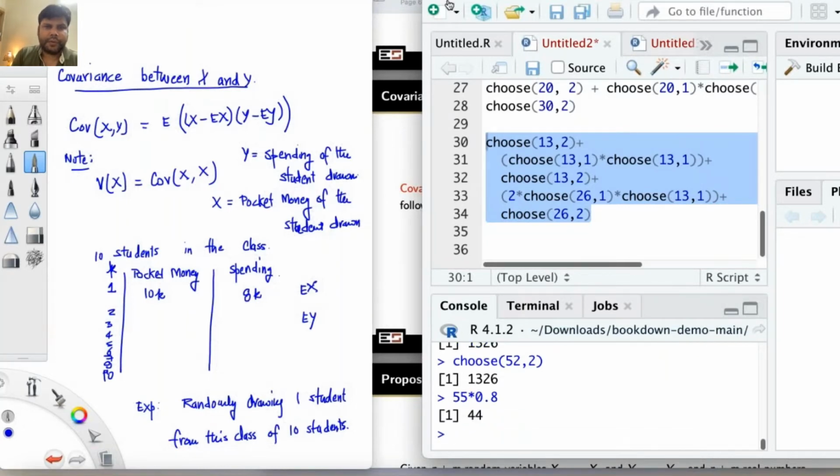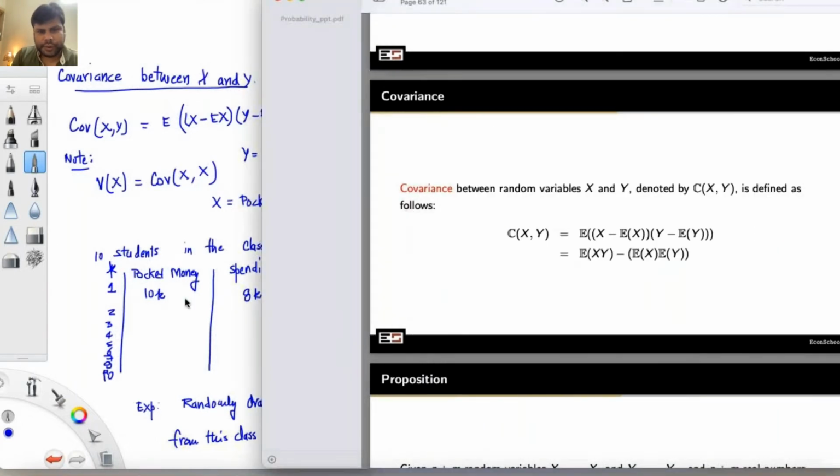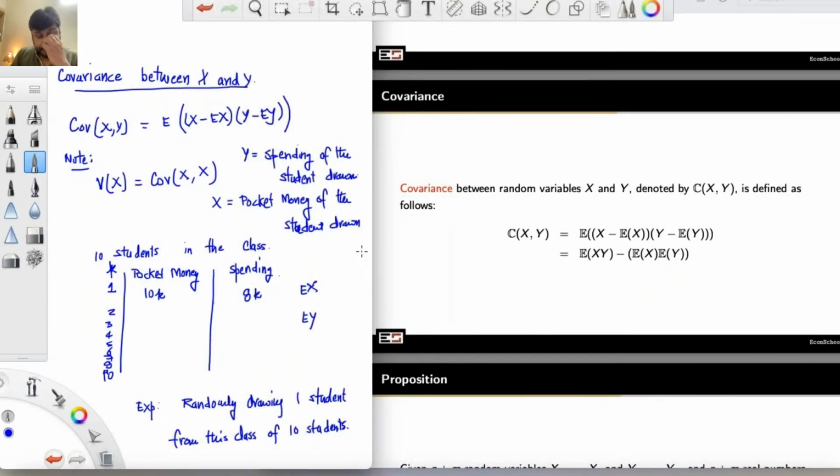Yeah, 44. Okay, is that clear? Okay, so this is 55 in this example, this is 44. Okay, now if I ask you what is the covariance between X and Y, just think about the sign of the covariance. What could be the sign of the covariance?